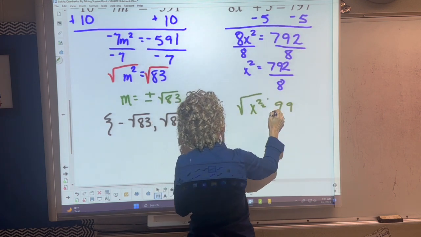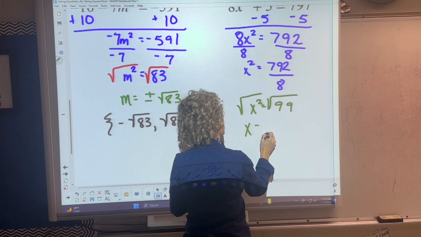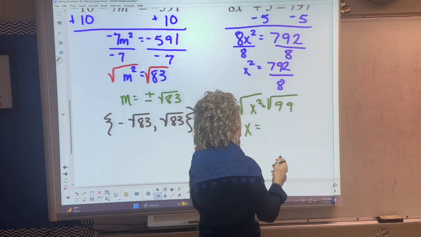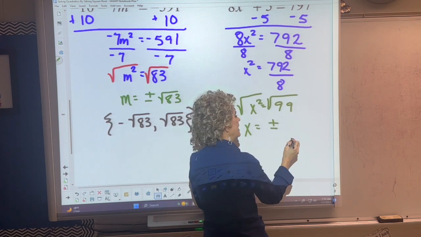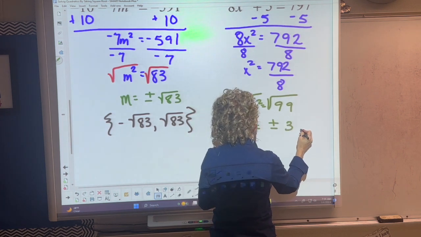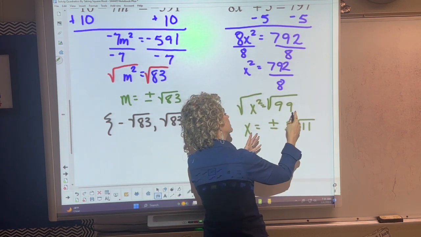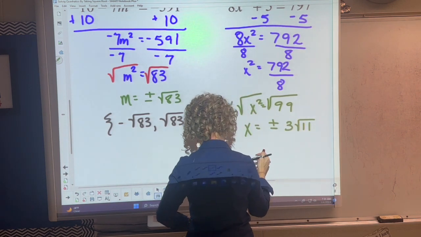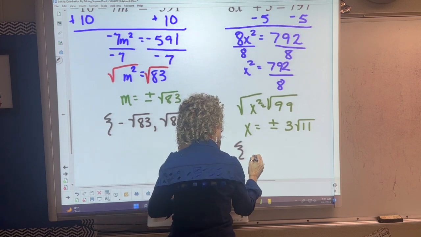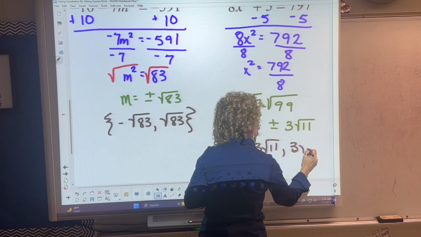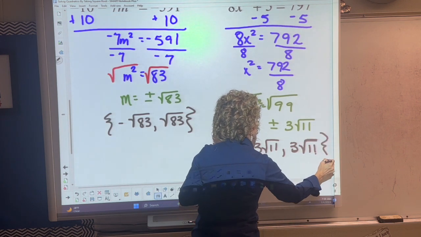So I take the square root, I get x equals plus or minus. I'm telling you right now, I know what this is going to simplify to. It's going to be 3 square roots of 11, a positive 3 square roots of 11 and a negative 3 square roots of 11. I'm going to go ahead and write my answer: negative 3 square roots of 11 and positive 3 square roots of 11.